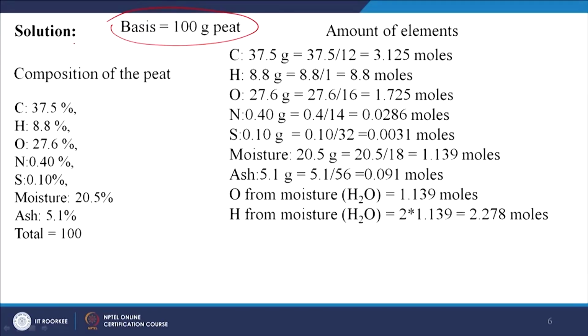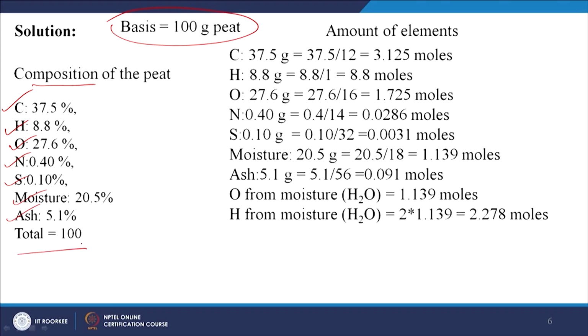Now, let us take a basis of 100 gram of peat. As per the statement, we have the composition of the peat: carbon is 37.5%, hydrogen is 8.8%, oxygen is 27.6%, nitrogen 0.40%, sulfur 0.10%, moisture 20.5%, ash 5.1%. So, in total we are getting 100%.